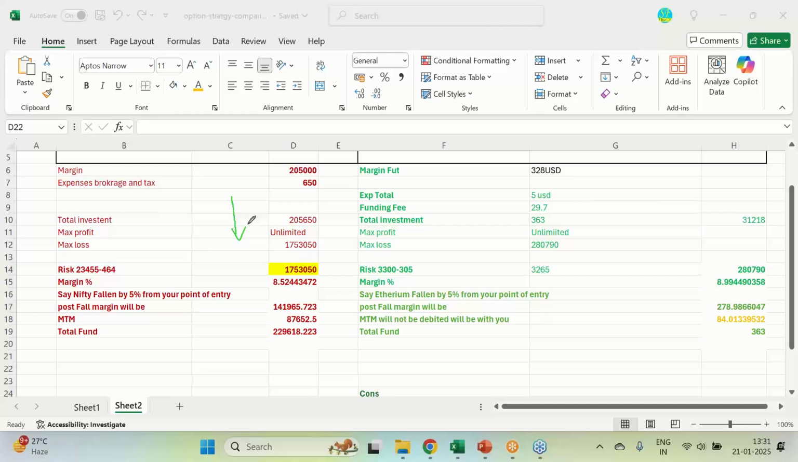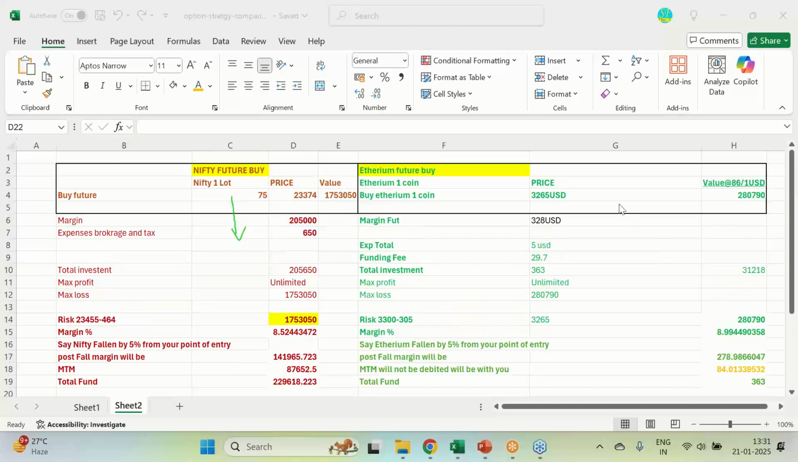So due to this, the majority of traders lose money. Coming to my next part, if the same person goes with a Bitcoin or Ethereum futures trade, initially it is fixed at 5x. That means if I am initiating a trade worth 1 lakh, then 20,000 I will pay as margin.